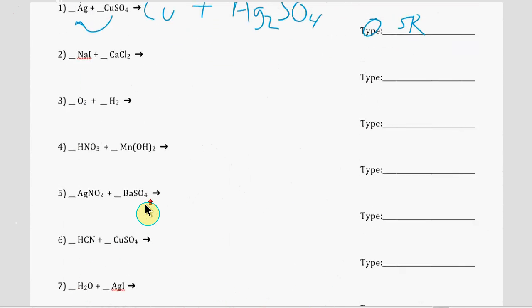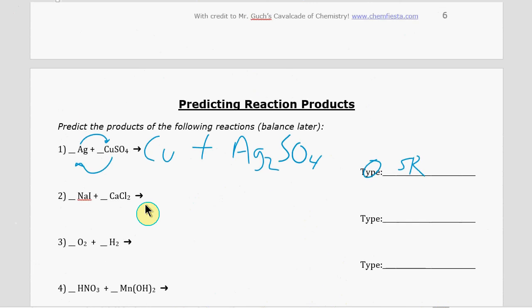When you're writing these, don't forget about the magnificent 7 gases. Your O2, your H2, your N2, your Br2, etc. Chlorine, fluorine. Forgot to put the 2 on there. If you got those gases, then you got to make sure that you write those gases appropriately on both sides.